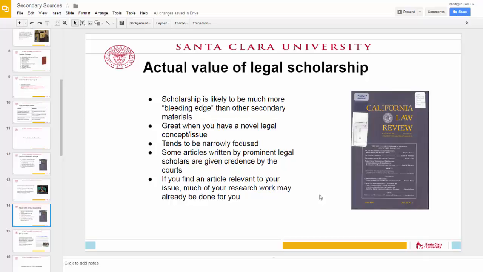Why am I even going over this on the screencast for secondary materials? Well, it's much more likely to be bleeding edge than other secondary materials. So if you have a very new, novel, nascent and emerging legal concept or issue, legal scholarship may be a great source for commentary and analysis on that. Also, they tend to be very narrowly focused, and so if you do have a fact pattern that was taken up by a law review article, that may be an invaluable source for you.